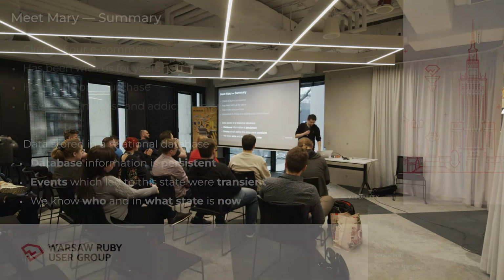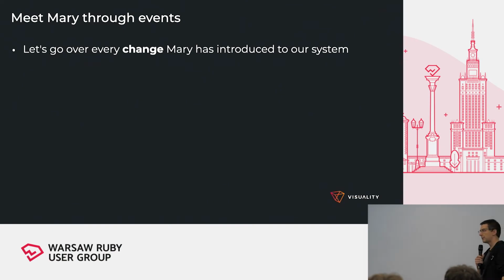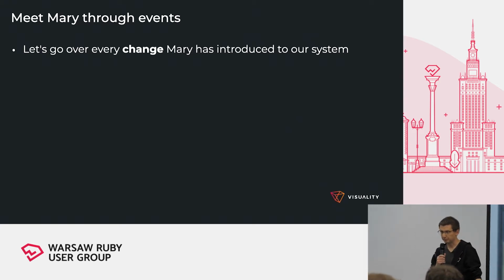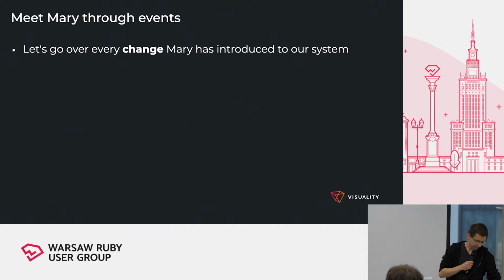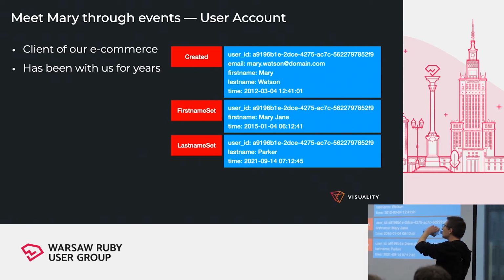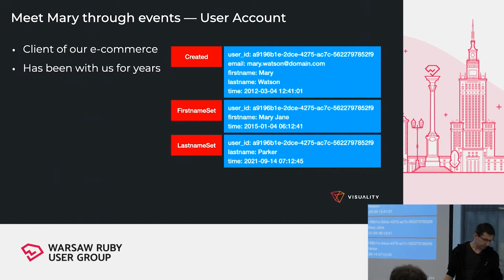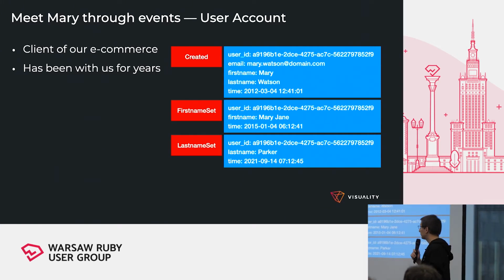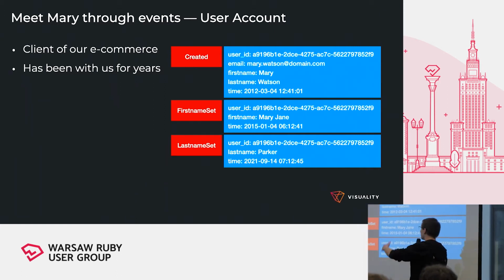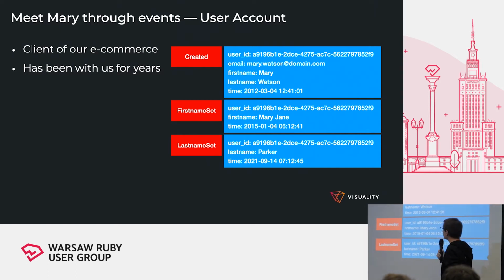Let's try a different approach. Let's meet Mary once again, but now through events. So we'll go over every change that was introduced to our system by Mary. Let's start over. It's a bit different view. We don't have a relational database anymore. We have events. Events as created, first name set, last name set.